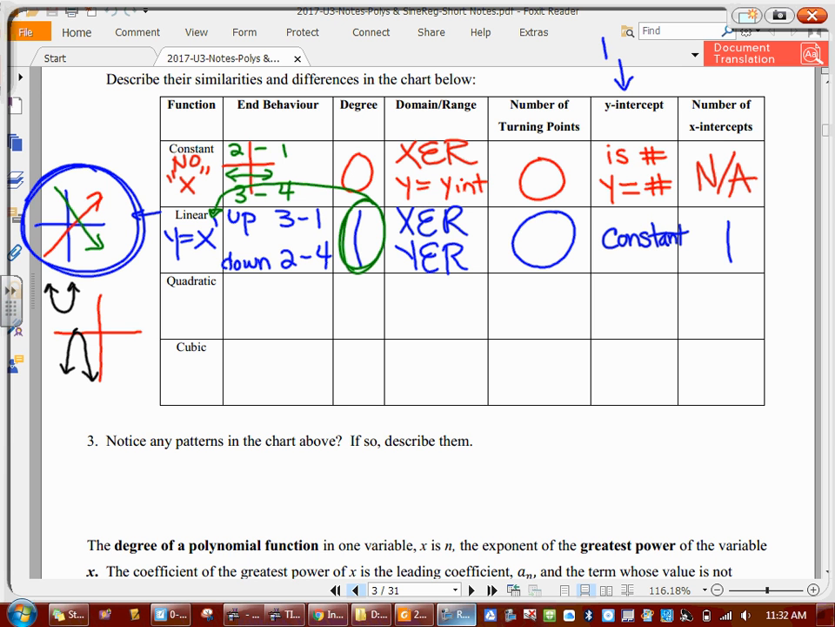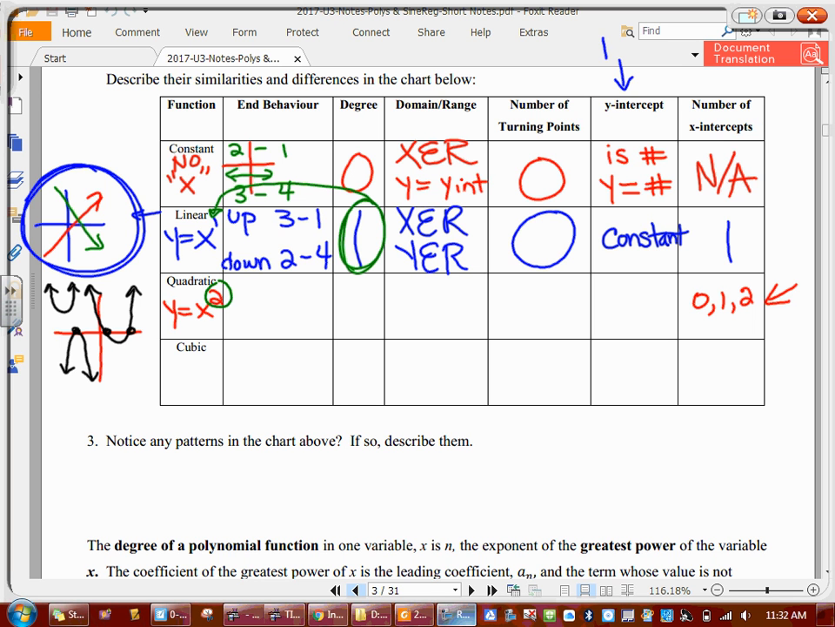Just jumping over to the number of x-intercepts over here. It says the number of total possible. Well, we could have 0, 1, or 2. So the maximum is 2, identical to the degree, whatever the degree is. So, quadratic, y equals x squared. Because he has an x squared, we know that he has a degree 2. Those are identical. They match.